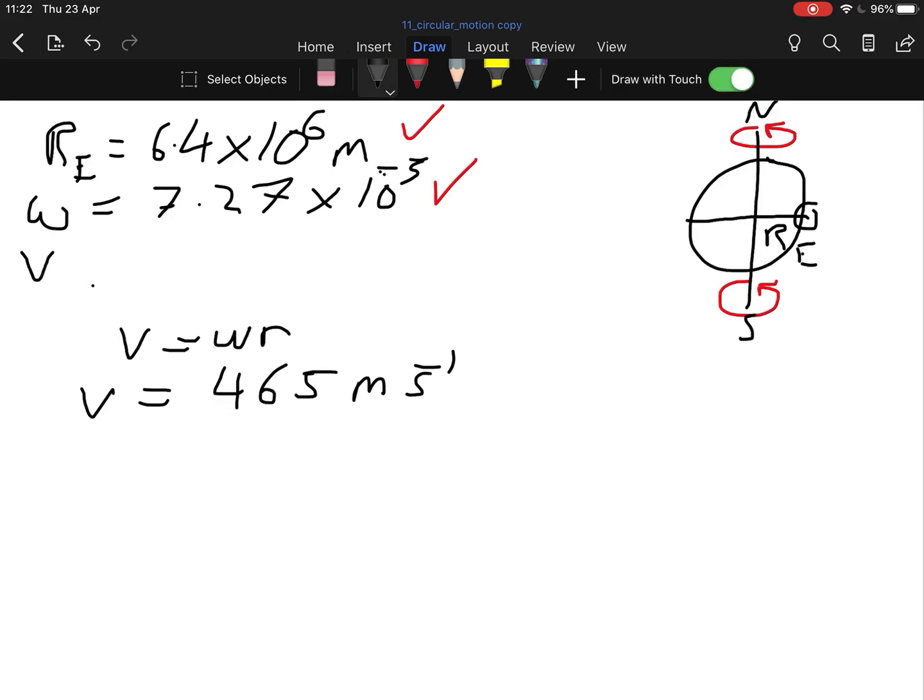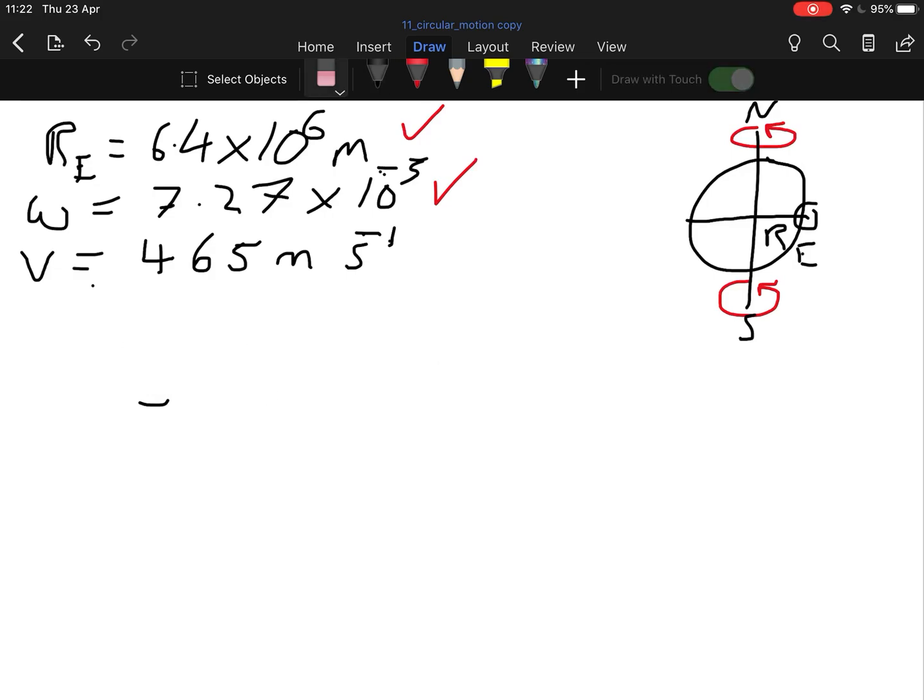The middle part was easy enough because we have omega, we have r. We just basically find v. Sorry, not r. Okay, so I'm going to put that v value up here now because I'm going to rub that out, get space. 465. Okay, so that's part 2 done.